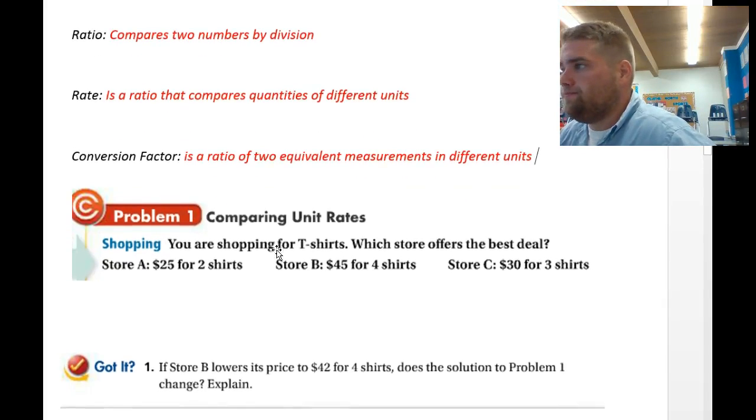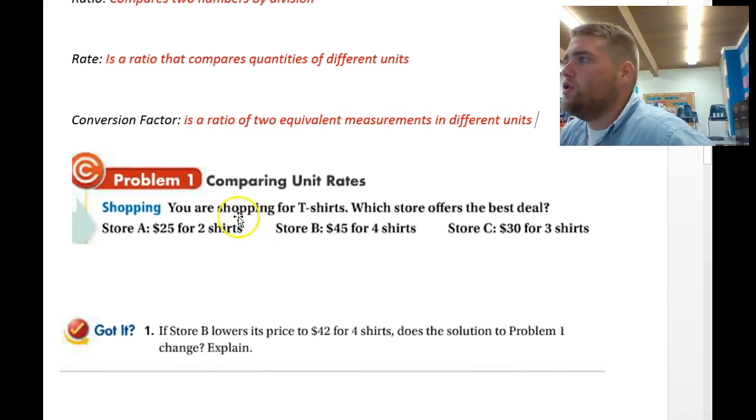So problem one, comparing unit rates. You are shopping for t-shirts. Which store offers the best deal? This is actually very useful in real life, because when you go to a store and see a deal like 2 for 1 or whatever, you need to find out what you're actually spending per product. So store A offers $25 for 2 shirts, store B offers $45 for 4 shirts, and store C offers $30 for 3 shirts.